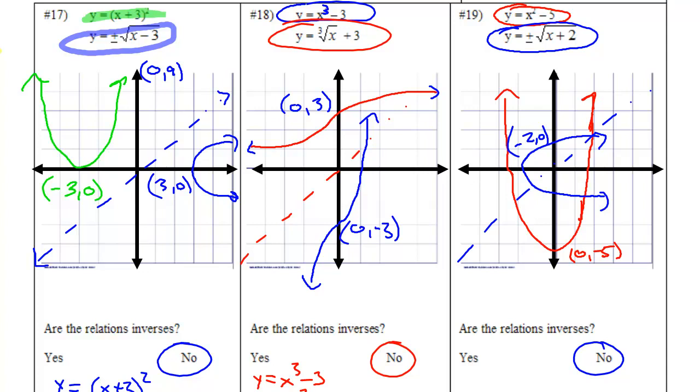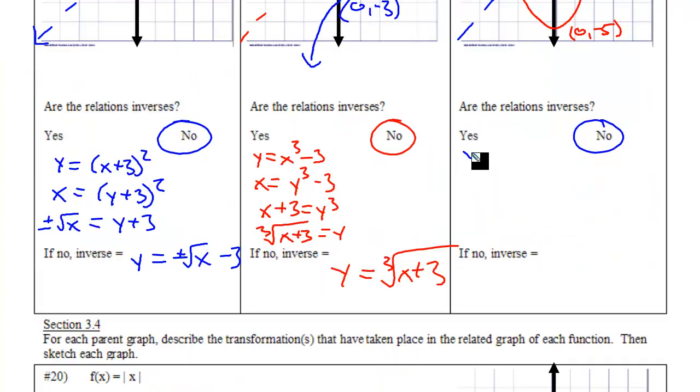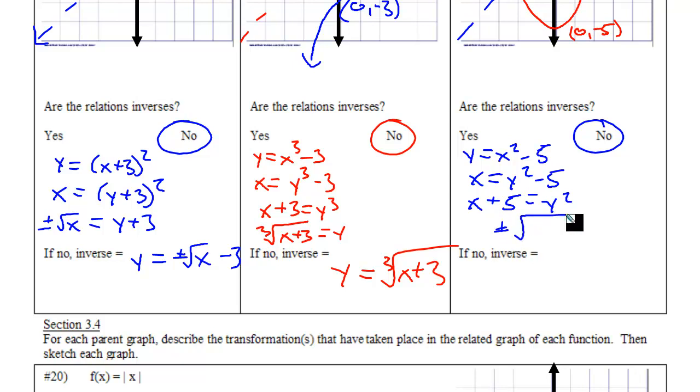If they're not inverses, you're supposed to find the inverse of the first function. The first function was y equals x squared minus 5. To find the inverse, interchange x and y. Square root both sides. So we get y equals plus or minus the square root of x plus 5. That's the inverse.